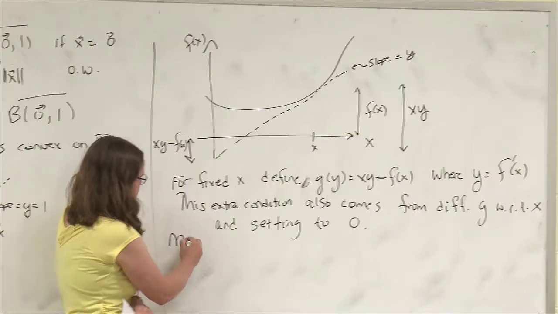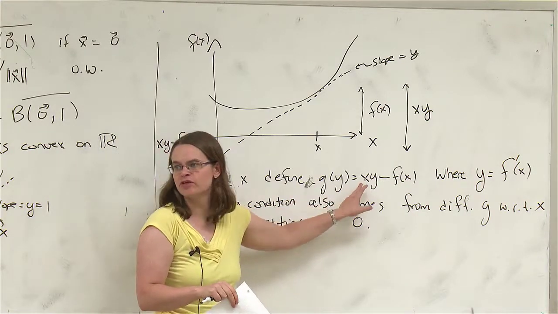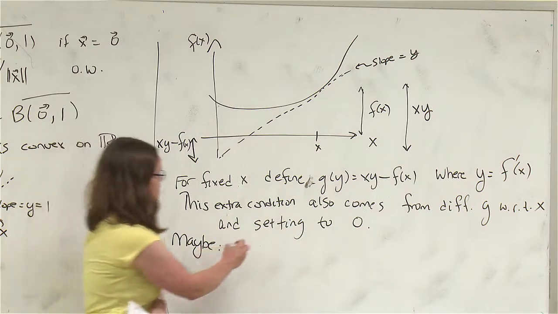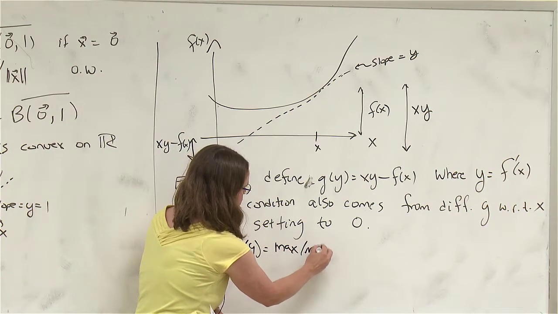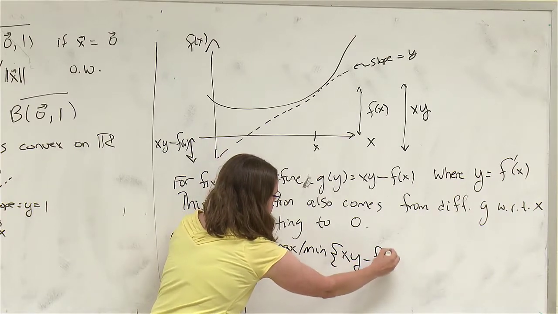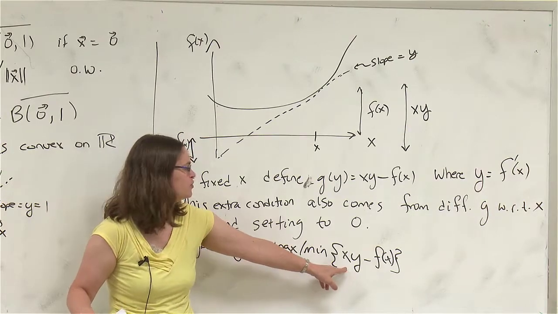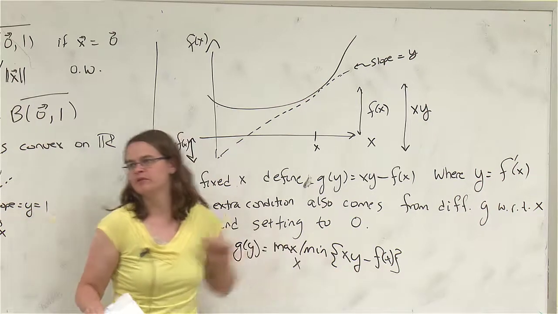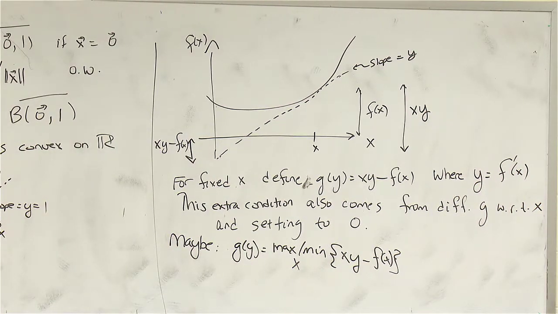So maybe, when we're trying to find the right x to put in here, it's just the x that either maximizes or minimizes this expression. So maybe g of y looks like either the max or the min over x of this expression. Right? Because if we max or min this, we take the derivative with respect to x, and we're going to end up with y equals f prime of x, the value of x that makes that true. Should we maximize it or should we minimize it?